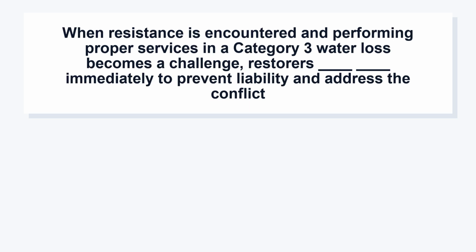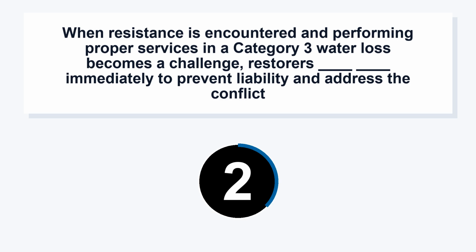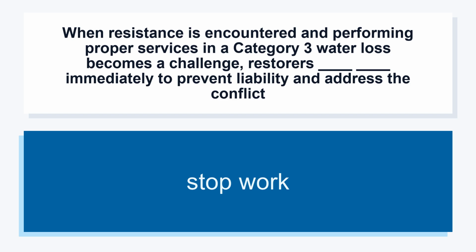When resistance is encountered and performing proper services in a Category 3 water loss becomes a challenge, restorers stop work immediately to prevent liability and address the conflict. Stop work.